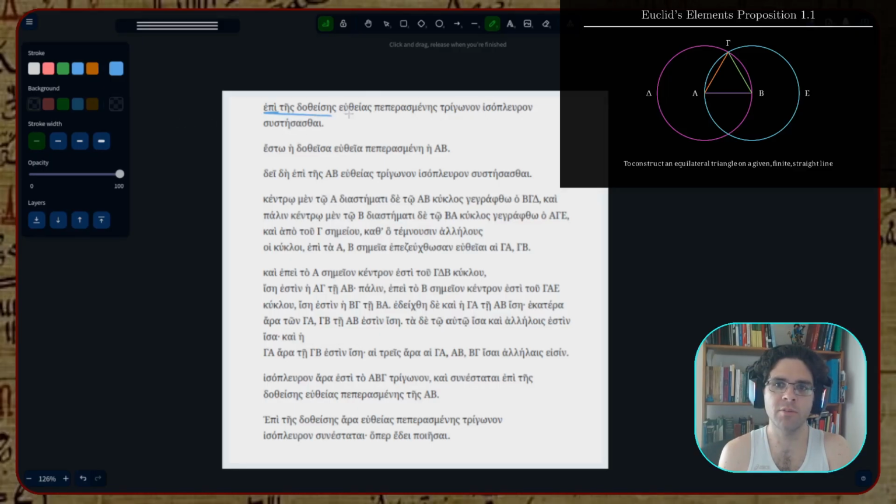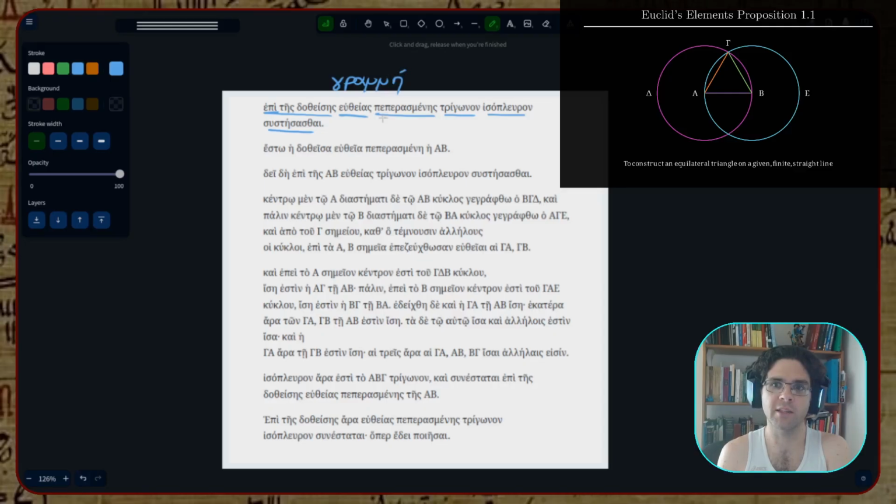So upon the given straight finite, a triangle of equal sides to construct. So that's literally the Greek word for word as it goes along, but obviously that doesn't make a good English translation. So the idea behind this is really it's an infinitive phrase: to construct an equilateral triangle upon the given finite straight line. And eutheia here is really short for gramme.